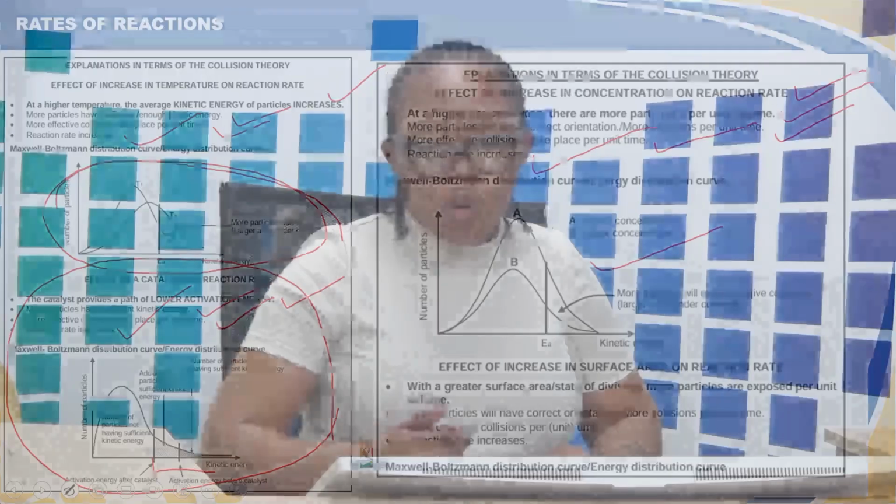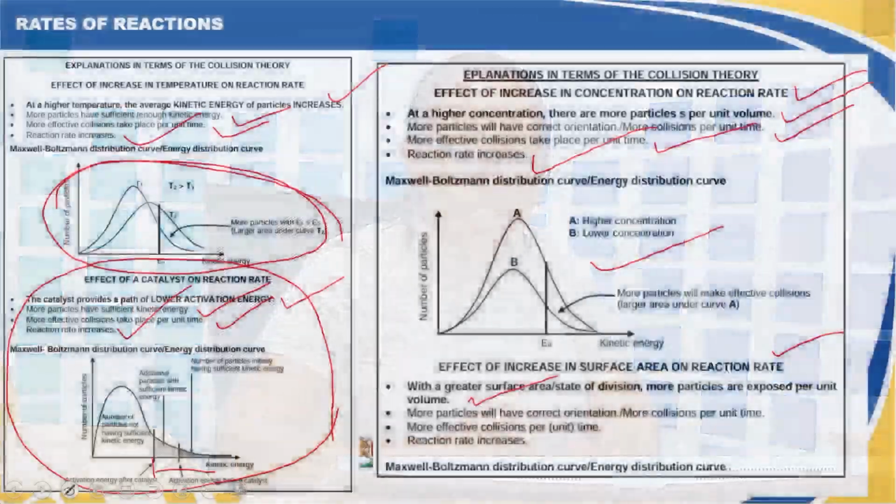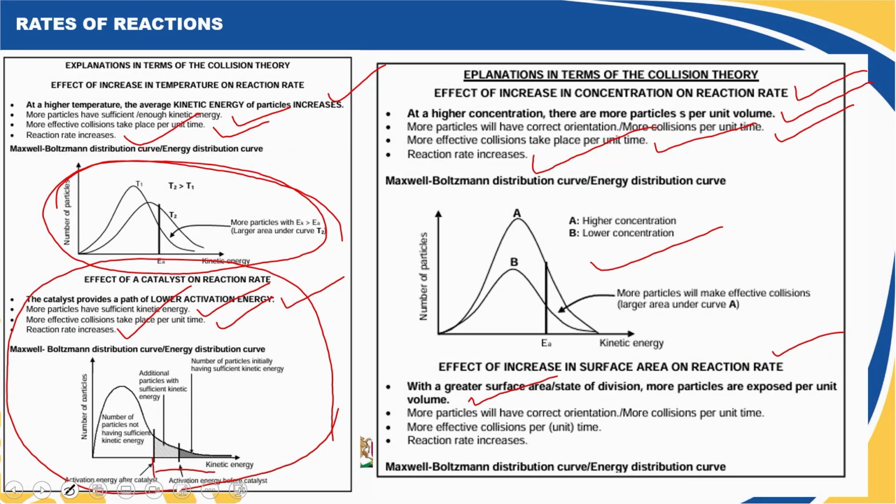But with collision theory, you can always explain the issue of surface area. When surface area is increased, there is going to be an increase in the state of division. So more particles per unit volume are exposed. If more particles per unit volume are exposed, it simply means more particles will have correct orientation, which leads to more collisions per unit time. And that will lead to more effective collisions per unit time. So that increases the rate of reaction.